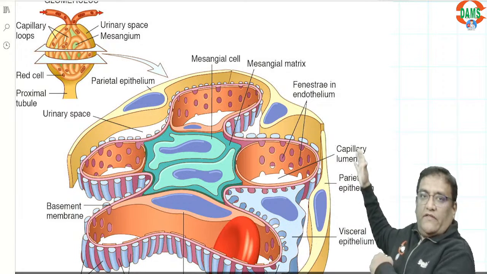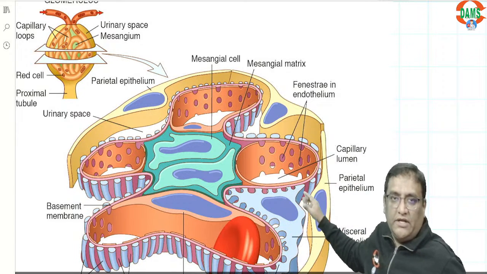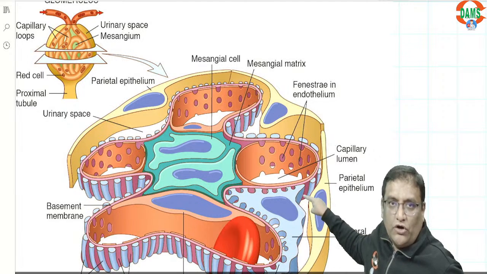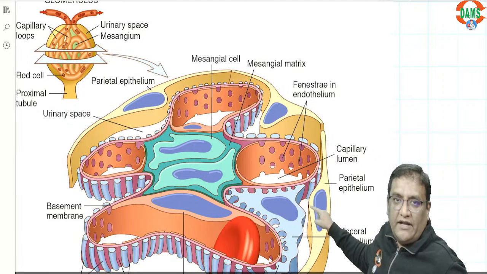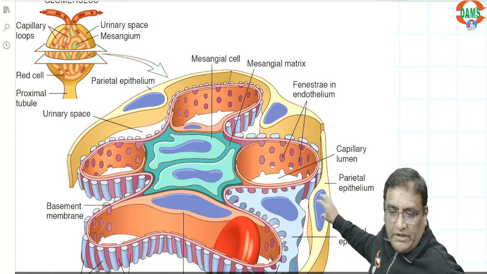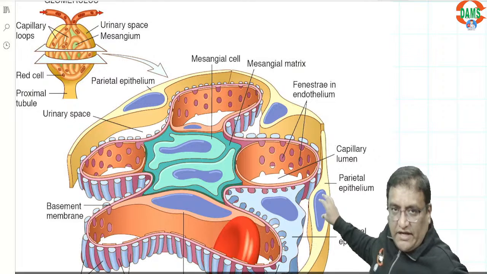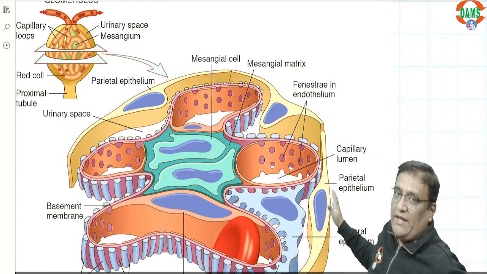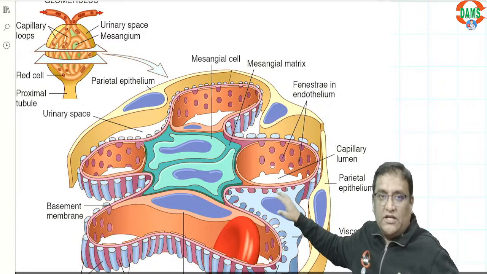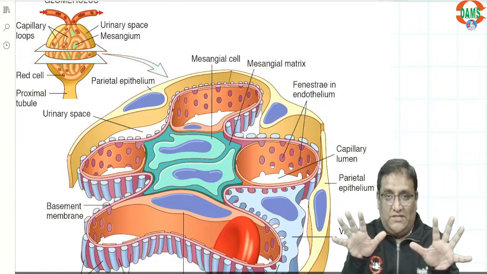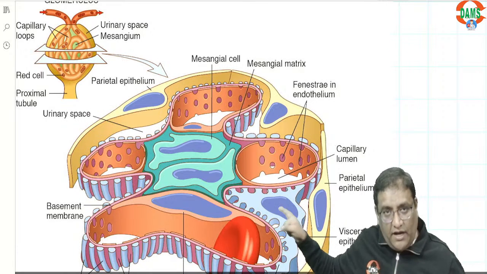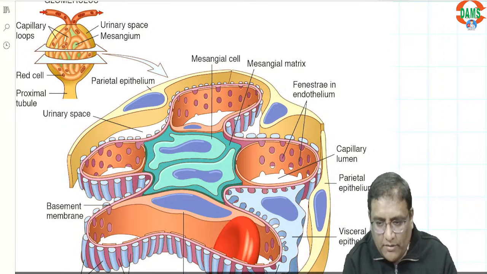Now, next is on the other side. Look at this. After the visceral epithelial cell, you are having what? Empty space. This is your urinary space, and this urinary space is peripherally lined by another epithelial cell. Can you tell me? This other epithelial cell is the parietal epithelium. Yes, correct. Very good. I like your answer, guys. This cell, which has foot-like processes, is also called a podocyte. So your visceral epithelial cell is nothing but your podocyte.